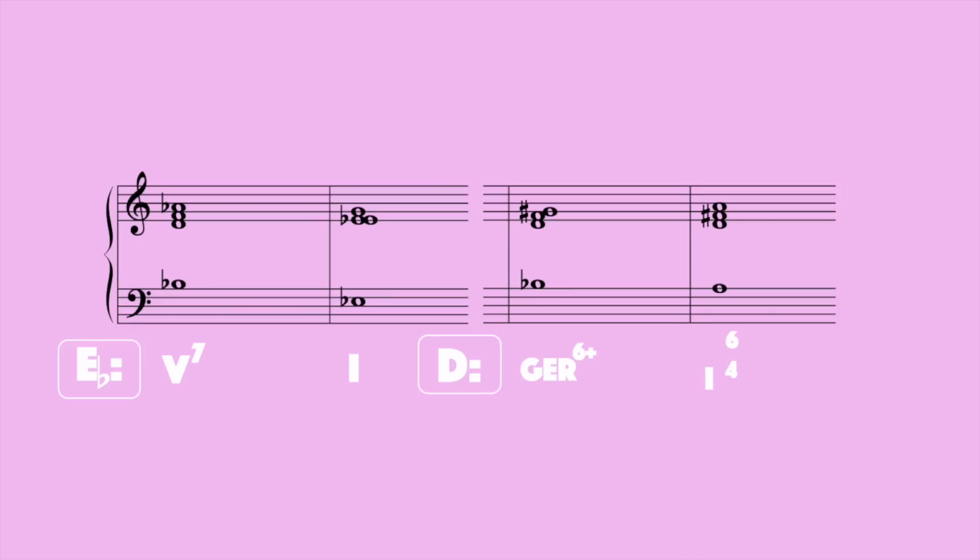But there is a quick way out, because the dominant of E flat can as well be used as the German 6th chord in the context of D major.